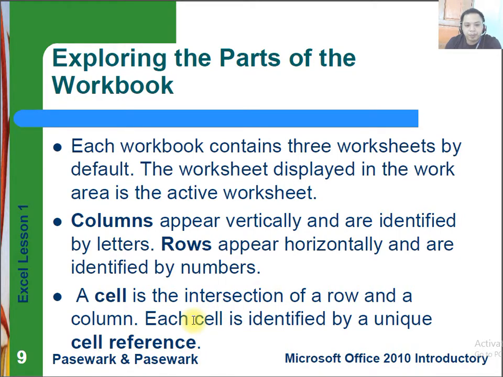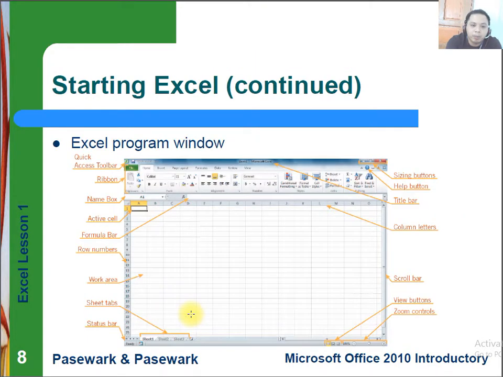Okay, so columns appear vertically and are identified by letters. Okay, so kung babalikan natin yung previous slide natin, yung columns is ito, yung naka-vertical, yan. Then, ang pangalan nila is letters. For example, column A. So, yung column A is ito, yung buong ito. Kung nakikita niyo yung mouse pointer ko. Yan. Kung column J, ito yon, column J.